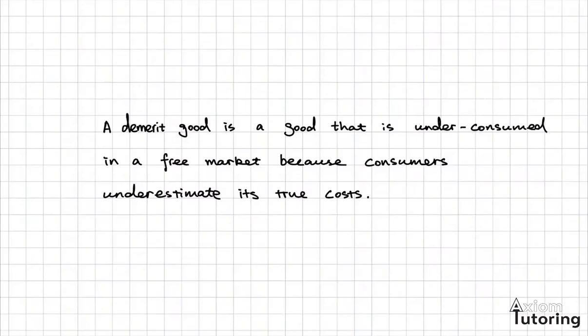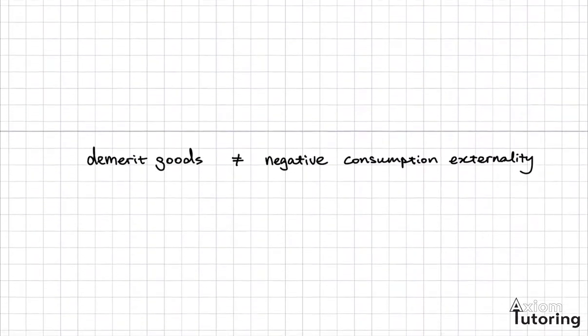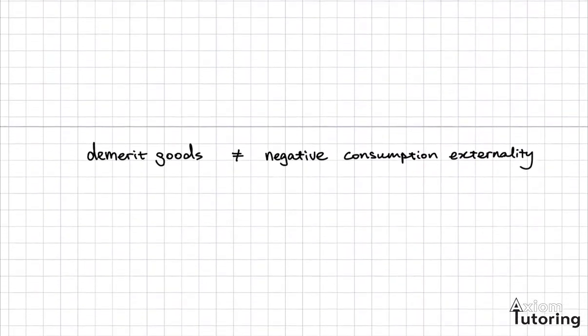Well, notice that this differs from a negative consumption externality. Negative consumption externalities focus on costs imposed on third parties that are not involved in the transaction, while demerit goods focus on consumers making poor decisions for themselves.